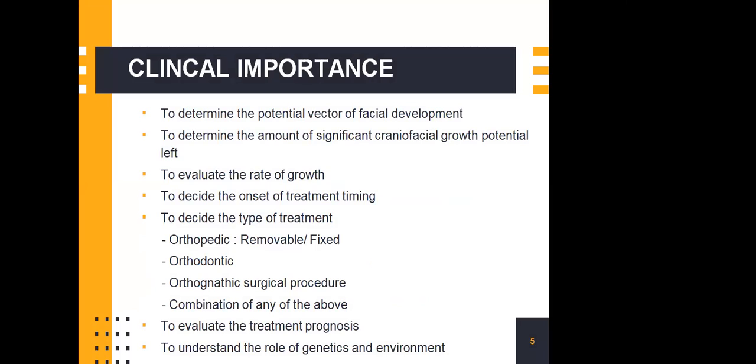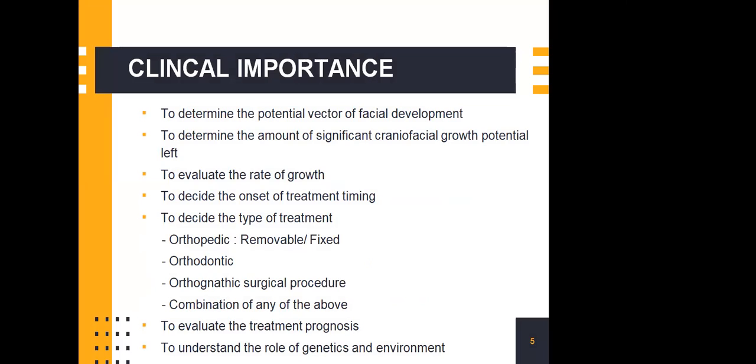Now, moving on to clinical importance of maturity indicator, it is used to determine the potential vector of facial development, to determine the amount of significant craniofacial growth potential left, to evaluate the rate of growth, to decide the onset of treatment timing, to decide the type of treatment, to evaluate the treatment prognosis, and to understand the role of genetics and environment.